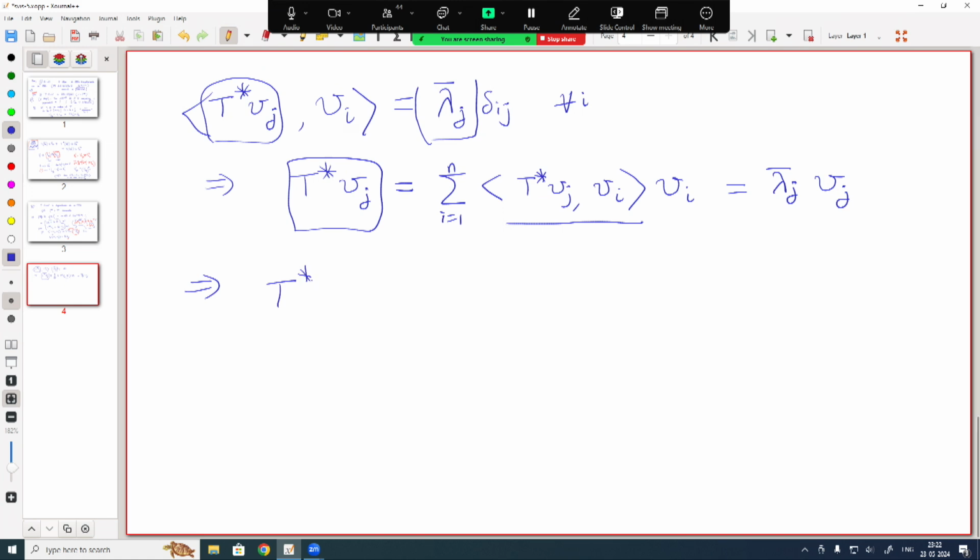If you apply T star T on any Vi, it will just be lambda i bar lambda i Vi. If you apply T T star also, it is the same answer, basically mod lambda squared. Both of them give you the same answer, and this is true for all basis elements Vi, therefore it is true for all vectors.